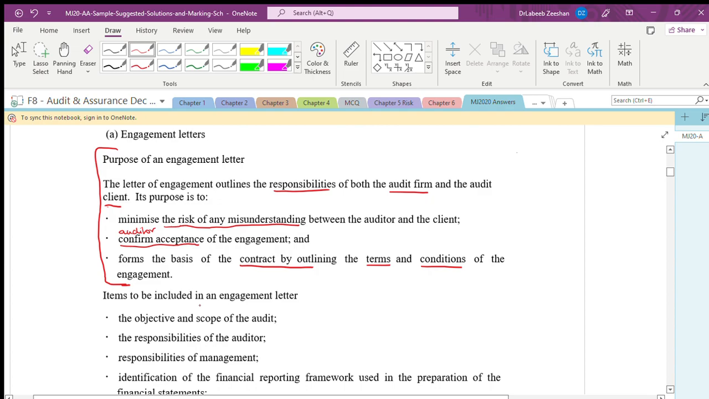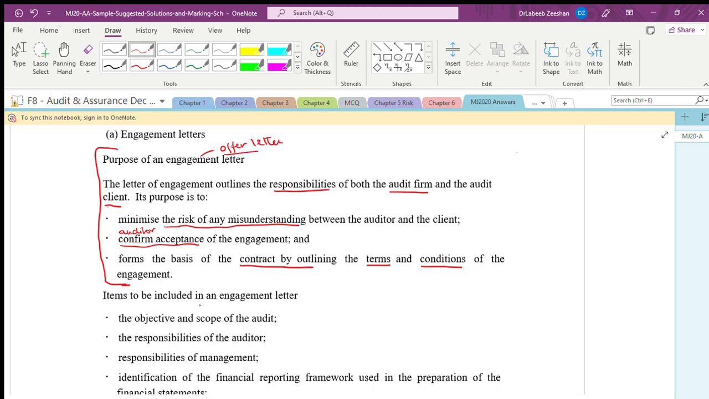The first one is it gives the responsibilities of both the auditor and the audit client. So it should minimize the risk of any misunderstanding. Next, it confirms the acceptance of the engagement by the auditor. And the third one is that it is on this basis only that the terms and conditions are set. That's as simple as that. In simple terms, they use it as an engagement letter. We call it an offer letter.